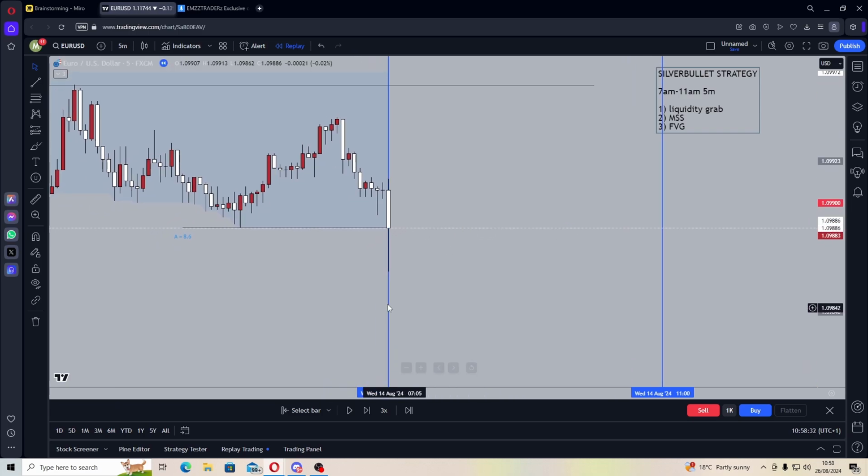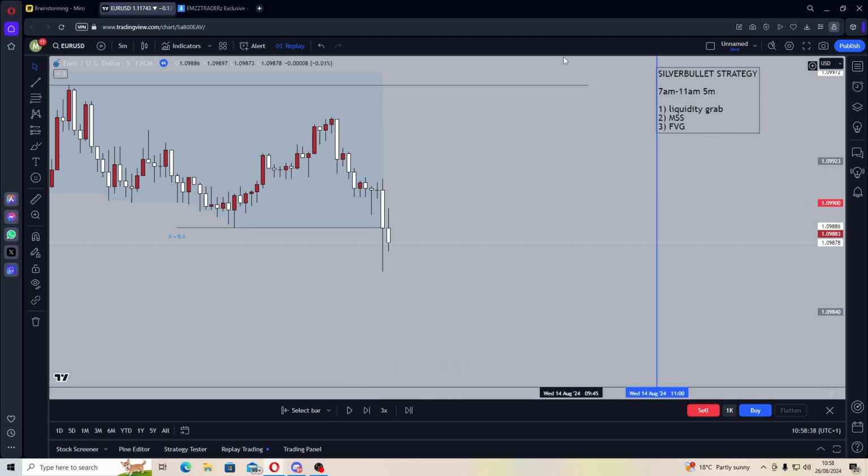Then if I play price forward, you can see that price just swept the lows right there. We're going to be putting this here. If I take this marker out, you can see how low it's gone. So what we need to do now is find a market structure shift towards the upside, and then we can start looking for a high probability fair value gap.